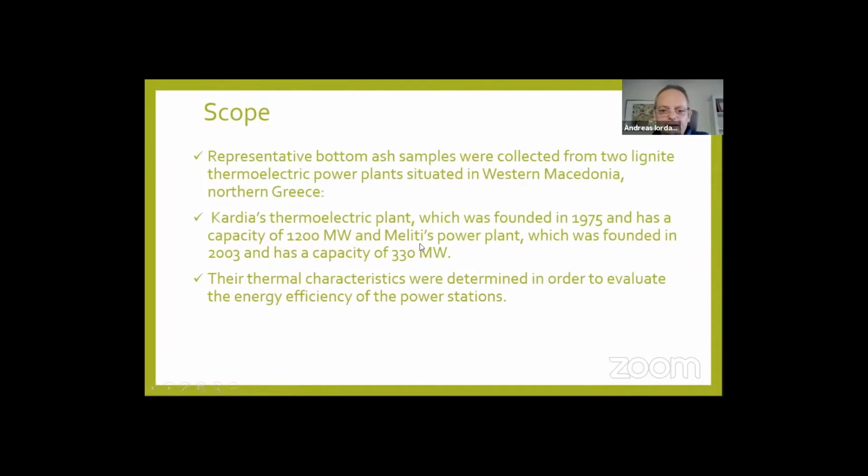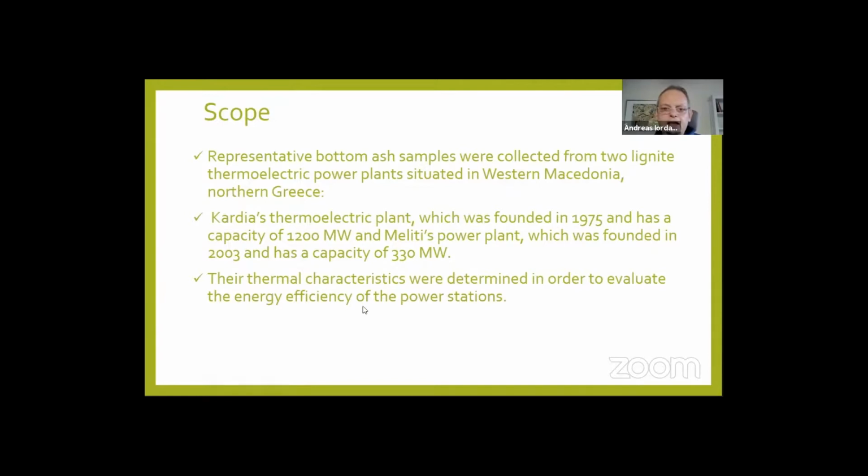The other is the Meliti power plant, which is also situated in our area and was founded in 2003, and this is considered rather new, and has a capacity of 330 megawatts. So we took two bottom-up samples from these power plants, and we try to see their thermal characteristics in order to evaluate the energy efficiency of the power plants. So we used the thermal analysis of the bottom-up samples, and we tried to see if they can tell us something about the energy efficiency of these power plants.